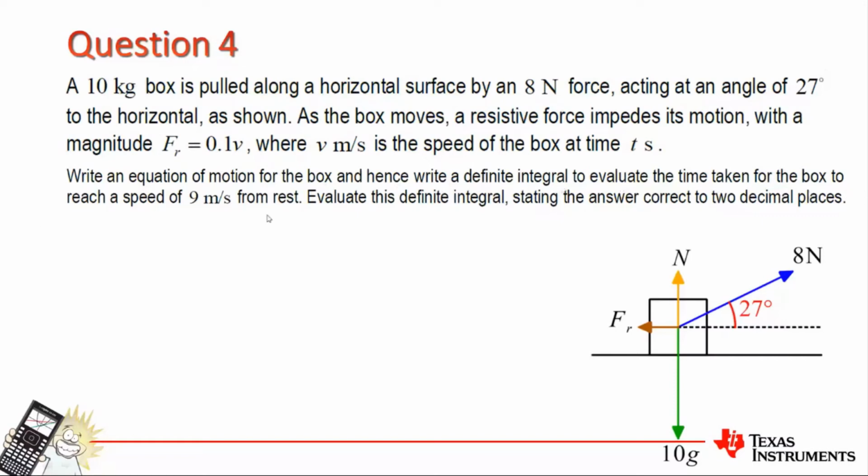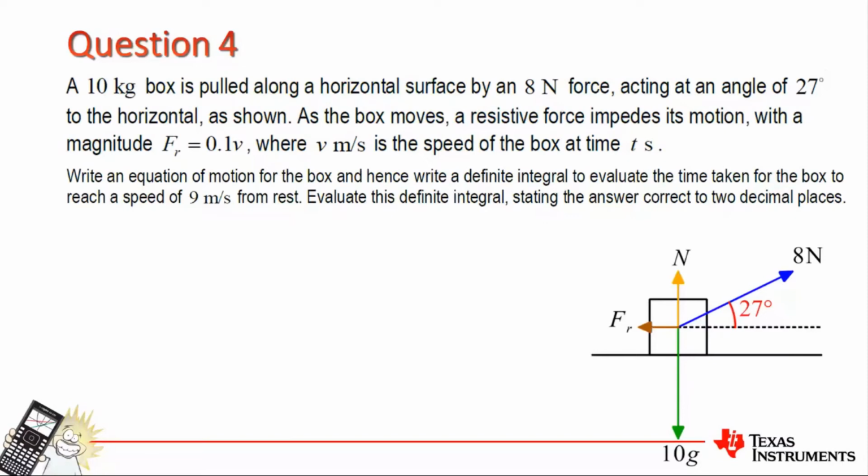per second from rest. So we have this exact scenario over here, and this starts from rest as stated by the question. Because it starts from rest, it will eventually reach a speed of 9 meters per second. And this question is asking us to find the amount of time taken to reach that speed of 9 meters per second via a definite integral.